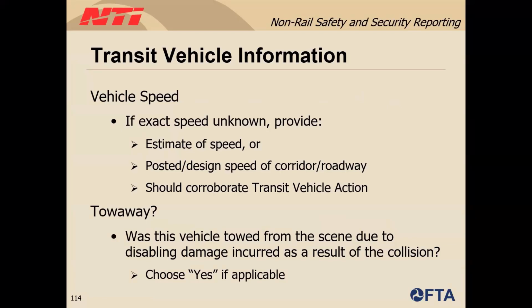For the speed, enter the actual speed of the transit vehicle at the time of the collision. If the speed is unknown, you can use the posted speed for that section of the road, and if needed, adjust that speed based on traffic and/or road conditions at the time of the incident.